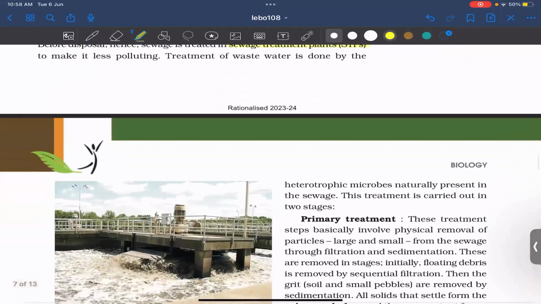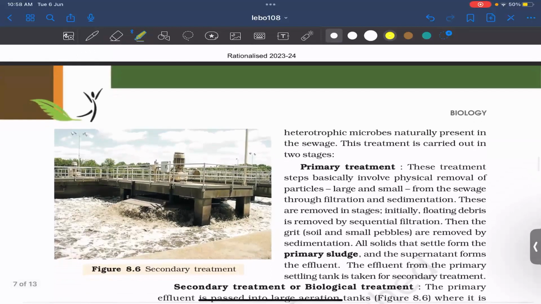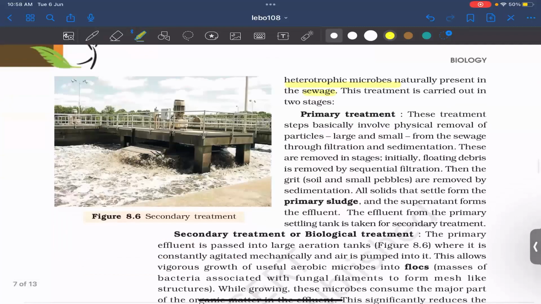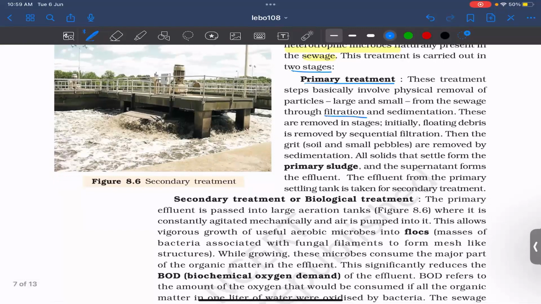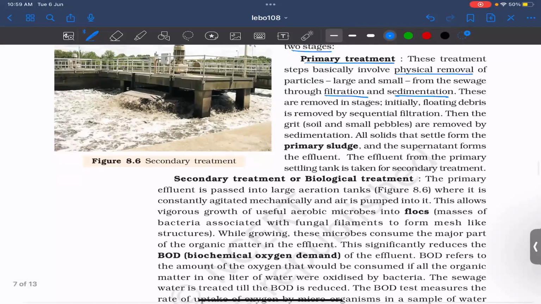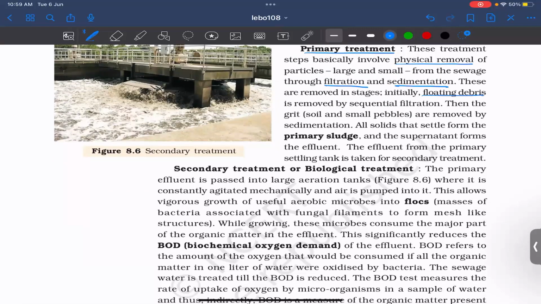There are various steps in the treatment of the sewage. There are many heterotrophic microbes present in the sewage, so you need to remember this. This treatment is carried out in two steps. First is the primary treatment, in which there is physical removal of the large particles through filtration and sedimentation. Filtration is again done after the removal of floating debris.